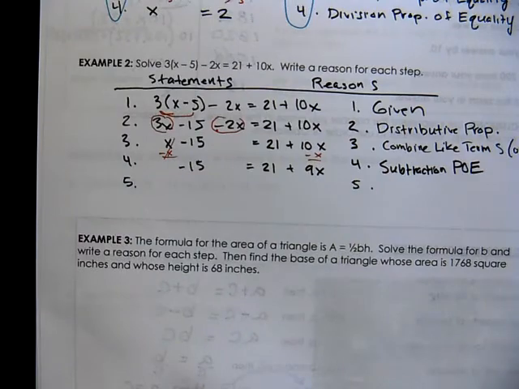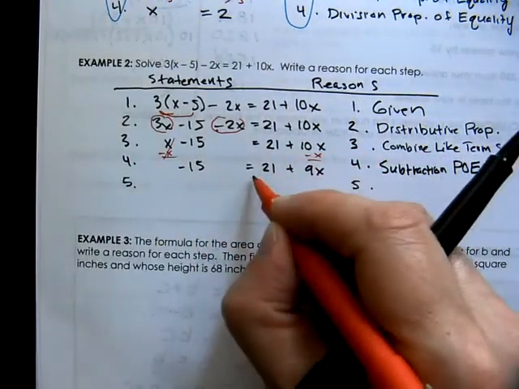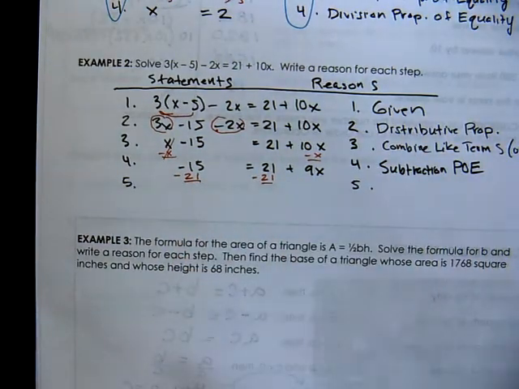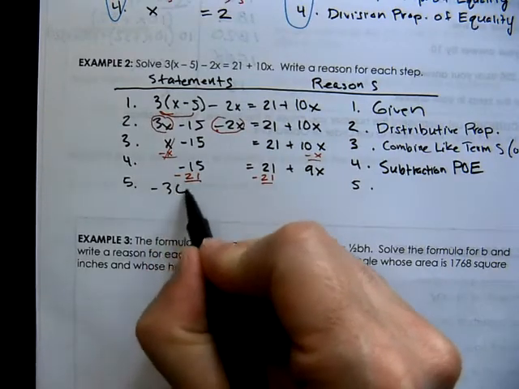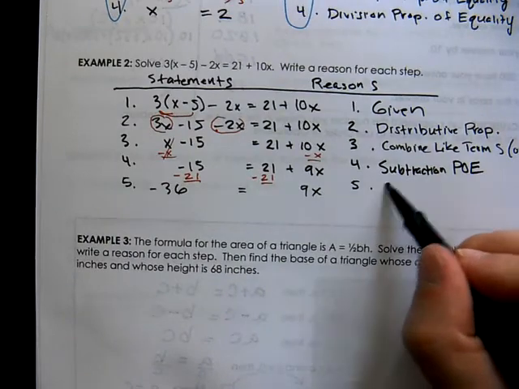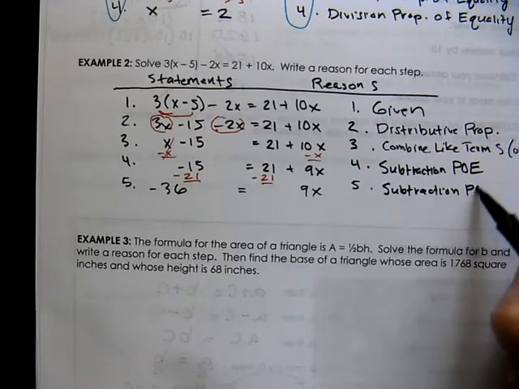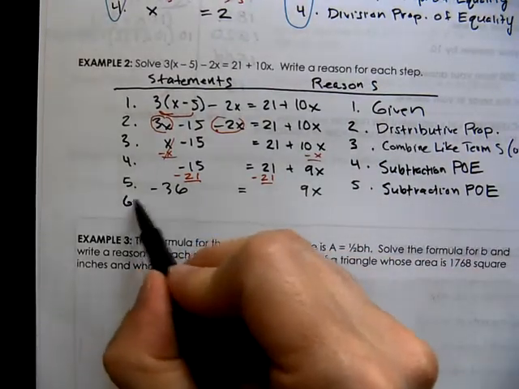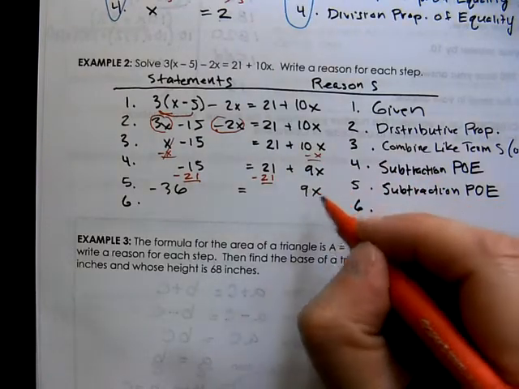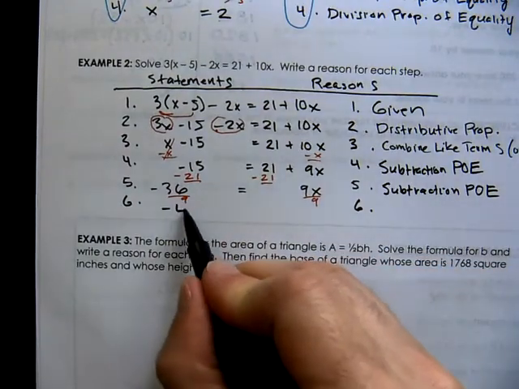Line 5, let's move the constant terms to the left-hand side. So here we have a 21. I need to then subtract 21 from both sides to move it to the other. So we end up with a negative 36 on the left and a 9x on the right. So once again I have another subtraction POE, property of equality. Line 6, we'll take that x and divide away the 9. We'll divide both sides by 9. So the final answer is negative 4.